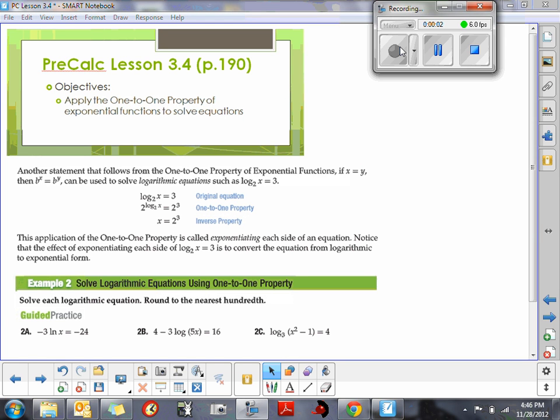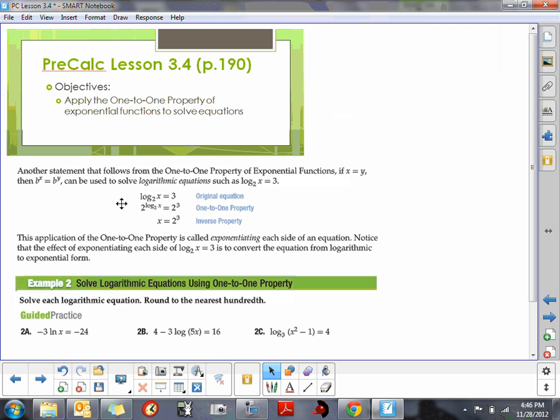In the second video, we're going to apply the one-to-one property of the exponential function to solve equations as well. This time we're going to apply it to solve logarithmic equations. So you get a brief description here, another statement that follows the one-to-one property of exponential functions.